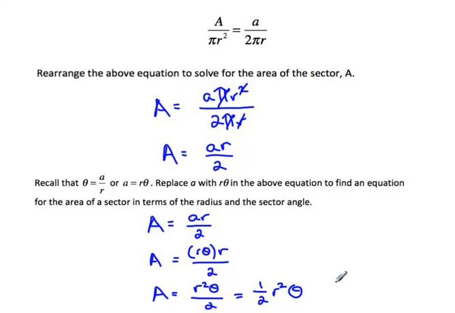So there's a second equation now for finding the area of a sector, useful if we're given different information. In this case, if we have the length of the radius and the measure of the angle, we can plug them into this equation, whereas in this one, if we have the length of the arc and the length of the radius, we would plug them into the first equation we derived.